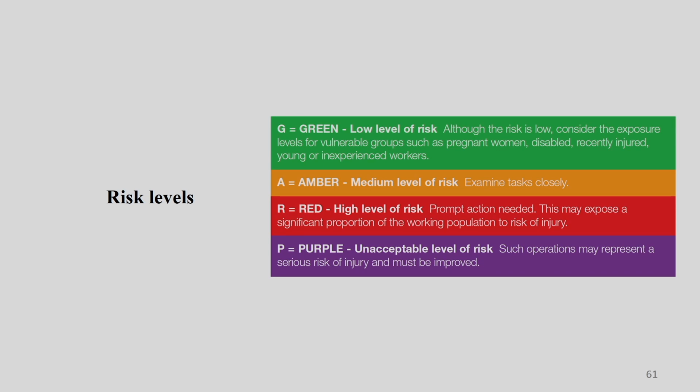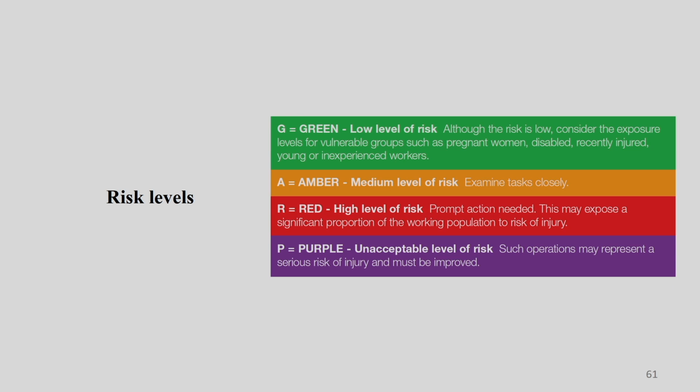So let us understand the varieties of risk level we are going to get from this particular tool. The color itself shows how we get the differentiation. We will come to how we read these values. If it is green, then it's a low level risk, you need not worry much. There is some risk, but it is not that significant. A represents amber, a medium level risk. You can examine the task closely.